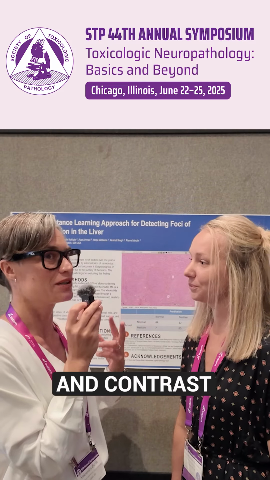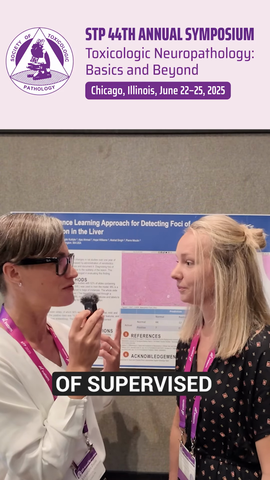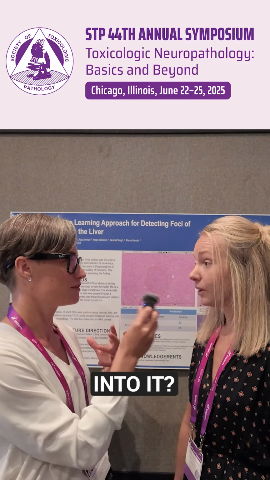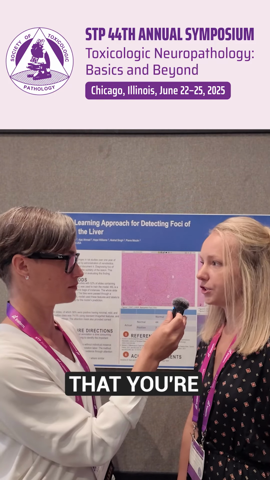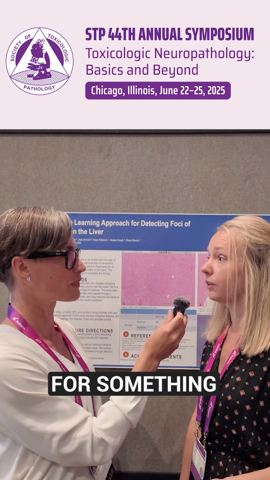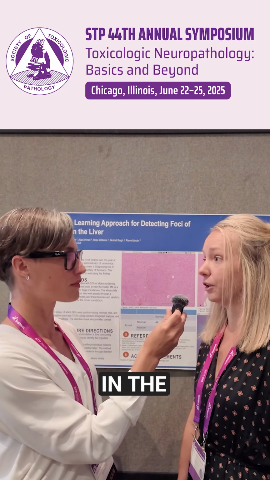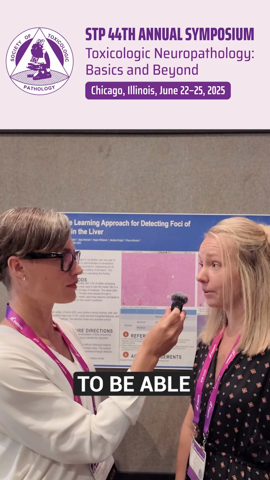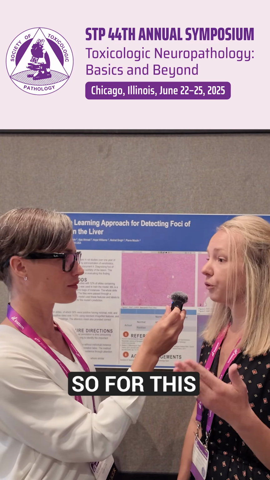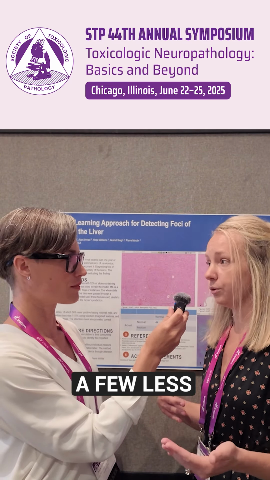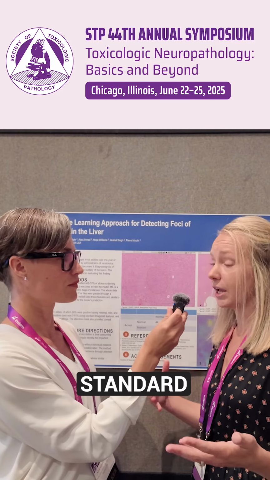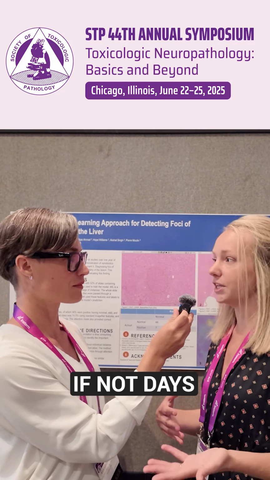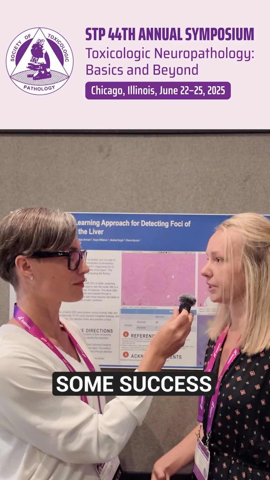Can you compare and contrast the classical approach of supervised learning with annotations in terms of how much effort goes into it? It's really going to depend on the lesion you're looking at, but specifically for something like foci of cellular alteration in the liver, it's a really subtle lesion, and it's an important one for pathologists to be able to recognize. So for this, we were able to do quite a few fewer annotations. In a more standard approach to something like this, we're talking at least hours, if not days' worth of annotations, and able to have some success.